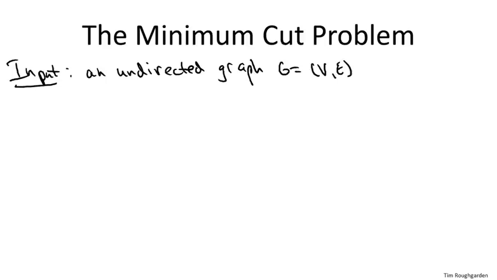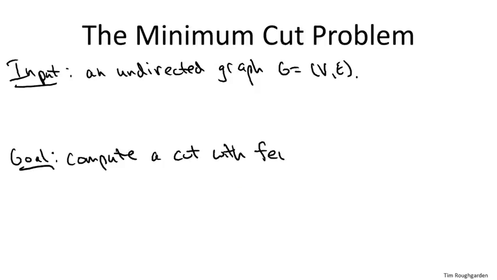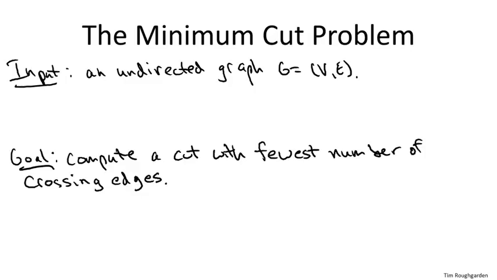Now, the minimum cut problem is exactly what you'd think it would be. I give you as input a graph, and amongst these exponentially many cuts, I want you to identify one for me with the fewest number of crossing edges. So a few quick comments. So first of all, the name for this cut is a min cut. A min cut is one with the fewest number of crossing edges.